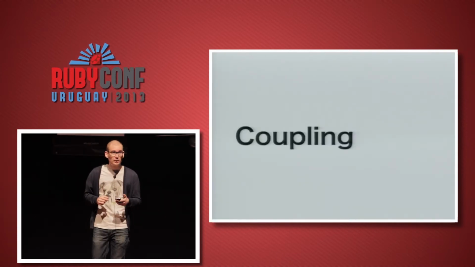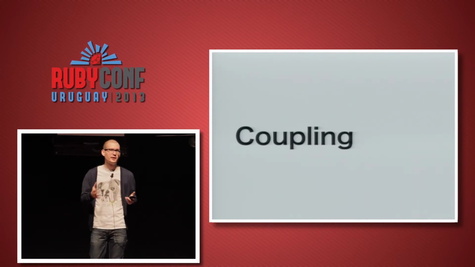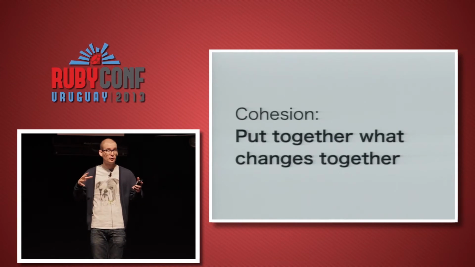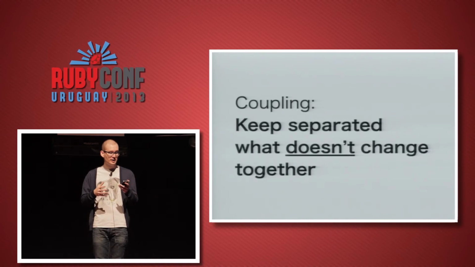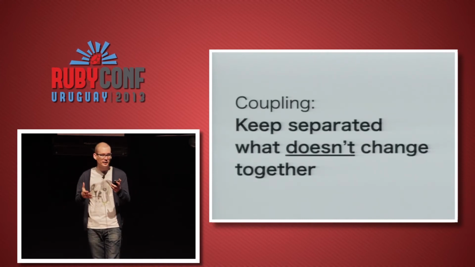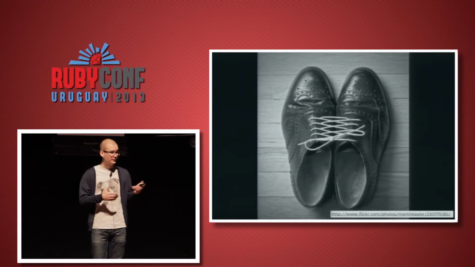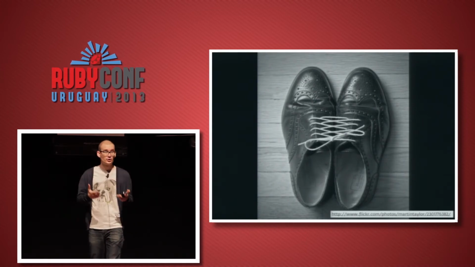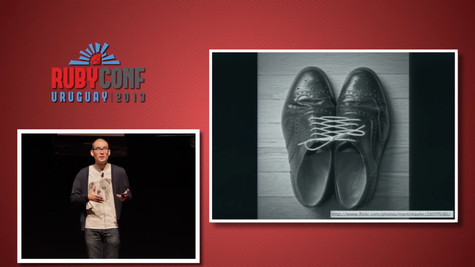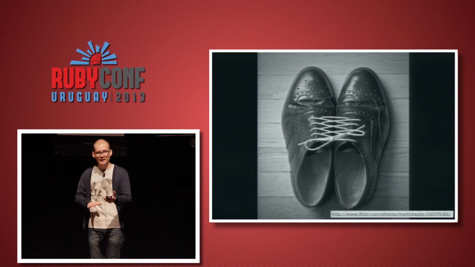Let's talk now about coupling. Coupling is a concept sort of complementary of cohesion. If cohesion is about putting together what changes together, loose coupling is about keeping separated and independent whatever is not supposed to change together. This photo explains what a tightly coupled system is. You know, each shoe is supposed to be able to change its position independently of the other shoe. Legs are the component of the system that will coordinate them, right?